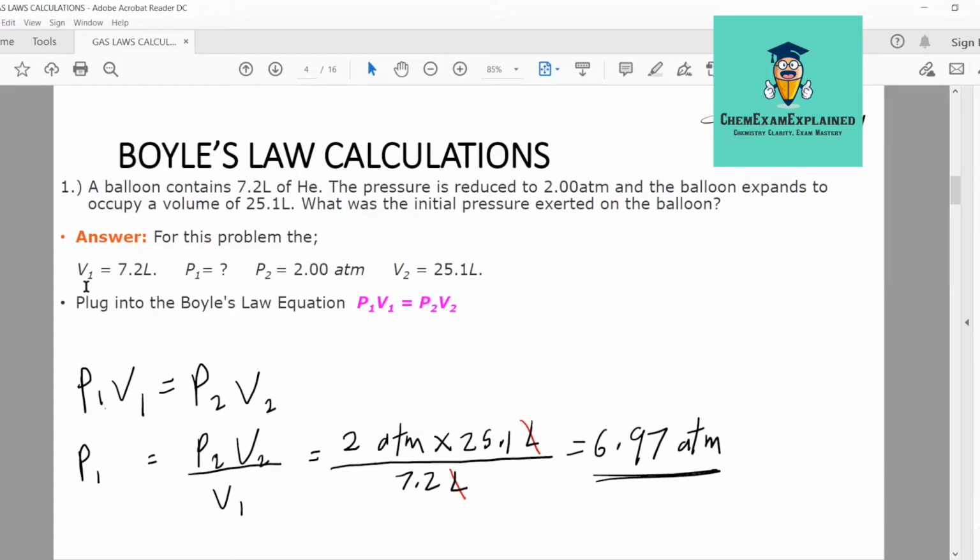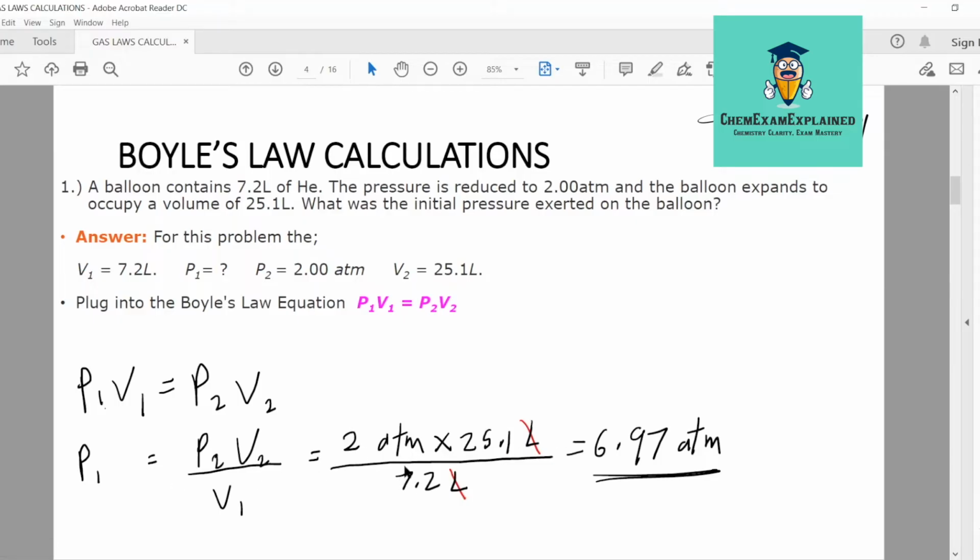In this case, we know V1, which is the initial volume. We don't know the initial pressure, so this is what we are looking for to calculate. And we know the final pressure and the final volume. Using Boyle's law equation, P1V1 equals P2V2, we are now going to make P1 the subject of the formula and put in the information. Right now, we can work with all the units we have here, since we are going to just plug in the information and get the pressure that we want.